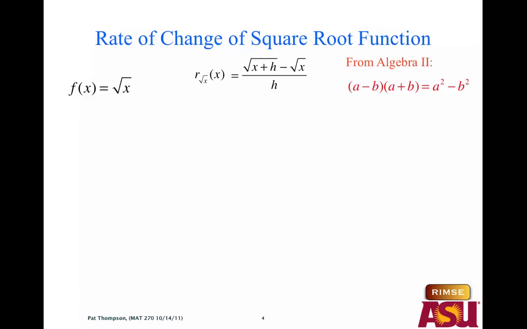And so remember from algebra 2 that (a minus b) times (a plus b) is a squared minus b squared. And we're going to use that to get rid of these square roots. So what do I want to multiply the top and bottom by so that I can apply these rules and then the square roots will go away? On the top, what will I multiply the top and bottom by?